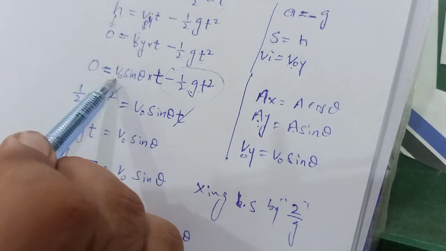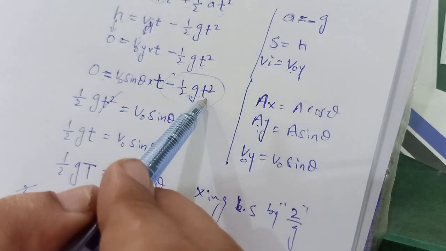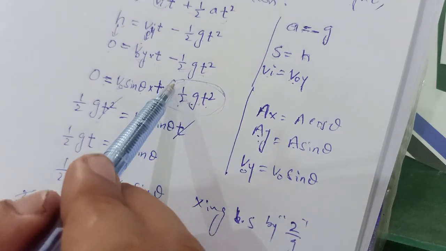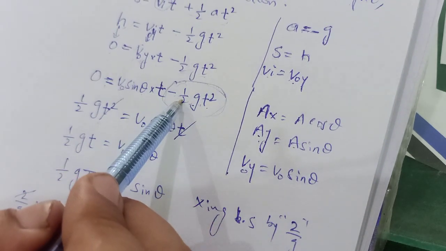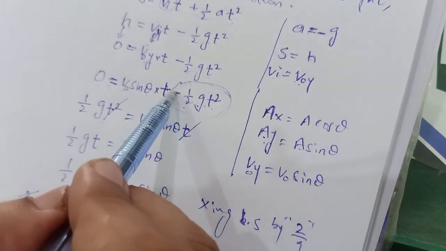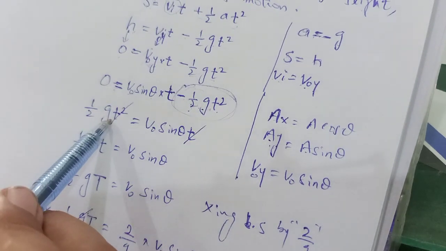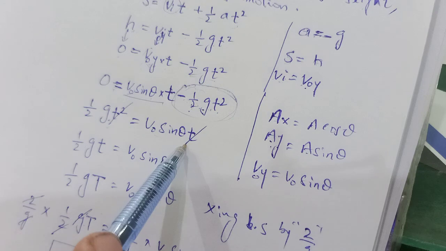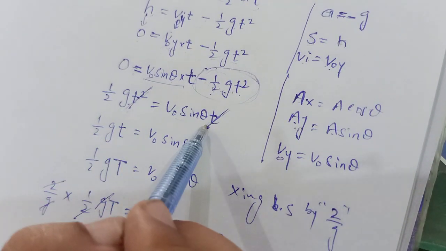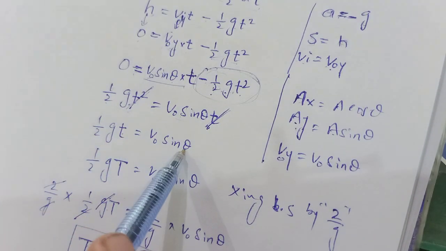Now v naught y is equal to v naught sine of theta, so we have 0 = v naught sine of theta into t minus half g t square. When this negative value, minus half g t square, is shifted towards the left side of the equation, it becomes positive. Now the similar terms cancel out each other, so a single t will be cancelled out with this t, and we are left with half g t equal to v naught sine of theta.